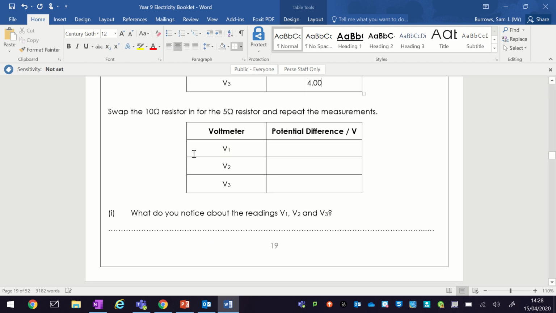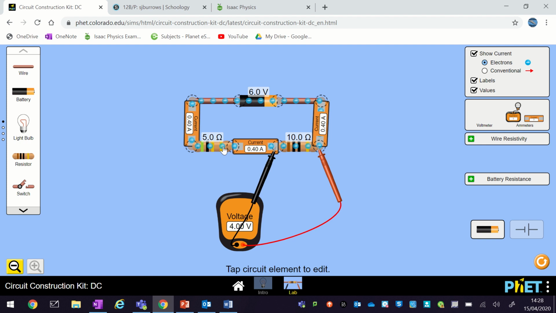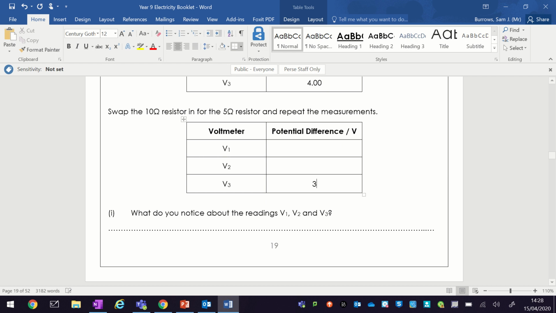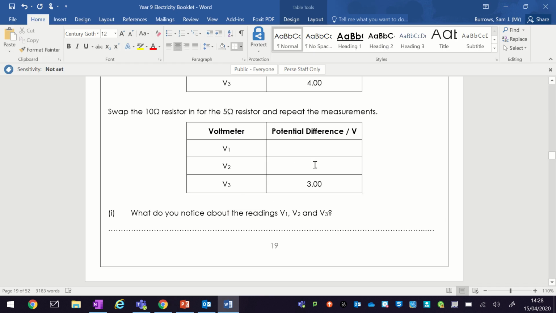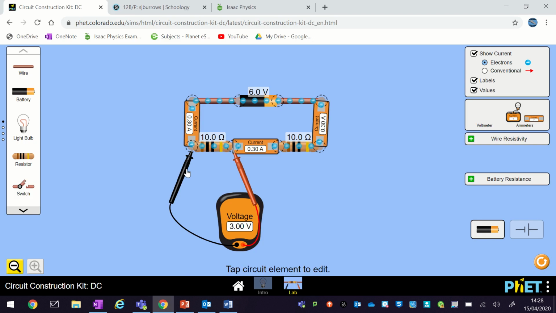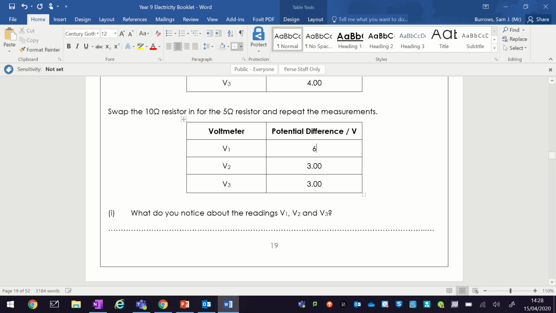And now we want to change this one back to 10 ohms. We're not going to have this again, are we? There we go. Okay, so first thing to notice is that this V3 value has already changed. It's now 3, whereas it was 4. And if we check these other ones, that one is now 3 as well. And if we go back to our first one, you can see that's still 6. We haven't changed the power source, so that one's not been able to change.